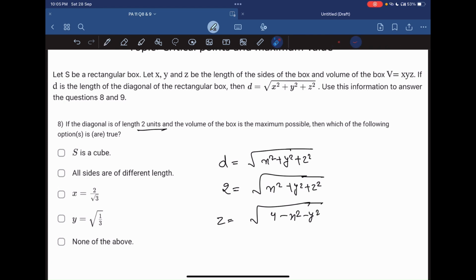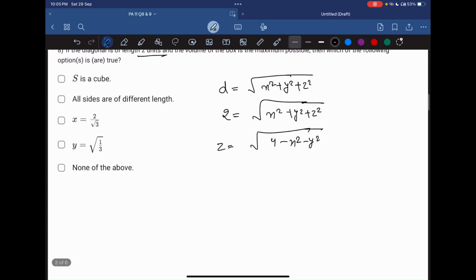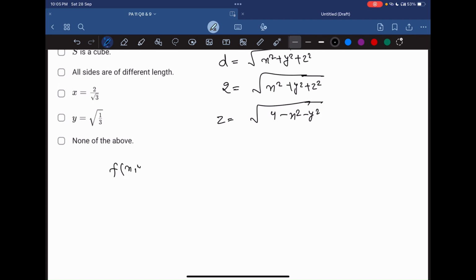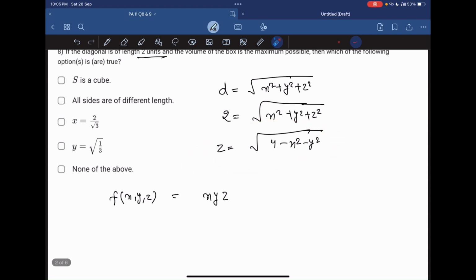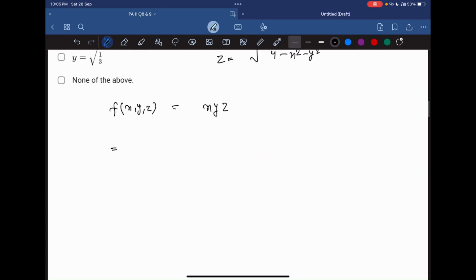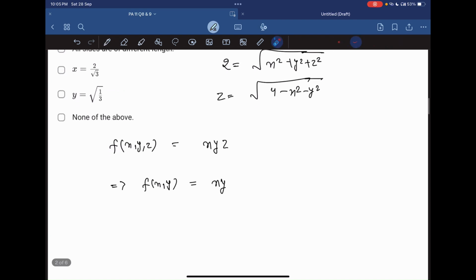Now what we want to maximize is the volume of the box. Volume of the box is x into y into z. So this is the function that we want to maximize, but we have one constraint on this function, that z should be equal to this. So I can rewrite this function as a function of two variables by replacing this z value with the square root of 4 minus x square minus y square. So now I simply want to find the maximum value of this function.